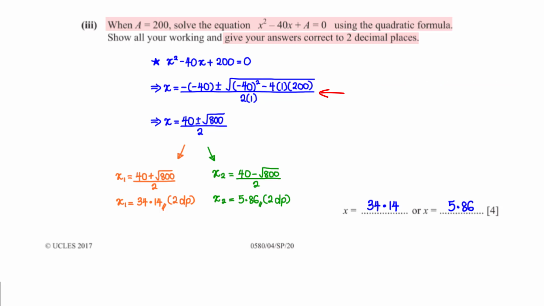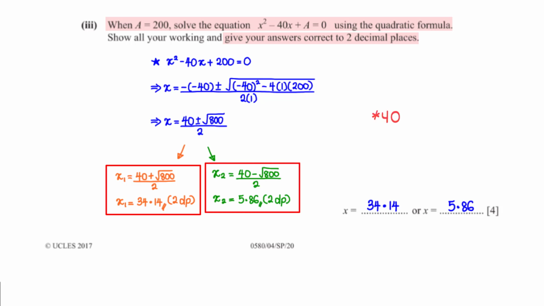The number under the square root, minus 40 squared minus 4 times 1 times 200, is equal to 800. For the first possible value of x, we have 40 plus square root of 800 divided by 2, which is equal to 34.14 rounded to 2 decimal places. Then we also have x equals 40 minus square root of 800 divided by 2, which is equal to 5.86 rounded to 2 decimal places.